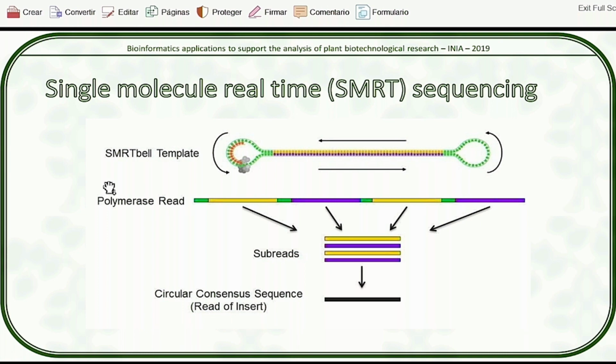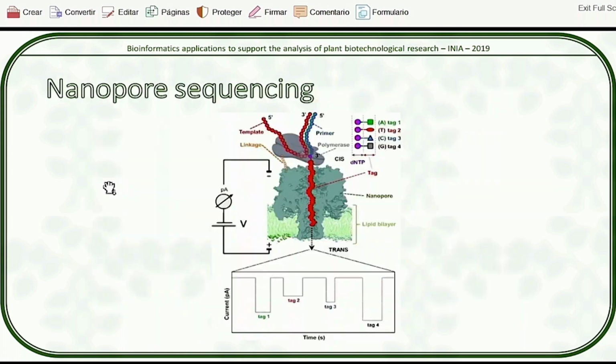Also, let's talk a little bit about the library. The library is what they call a SMRTbell or dumbbell library. It's just a single-stranded DNA. Well, it's going to be a single-stranded DNA that has two hairpins in the end.